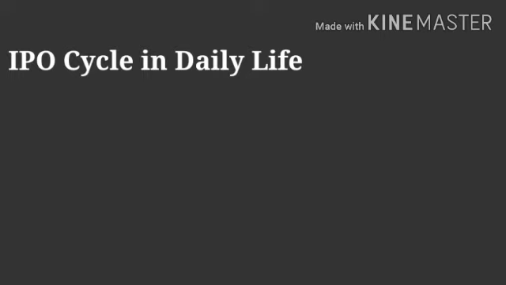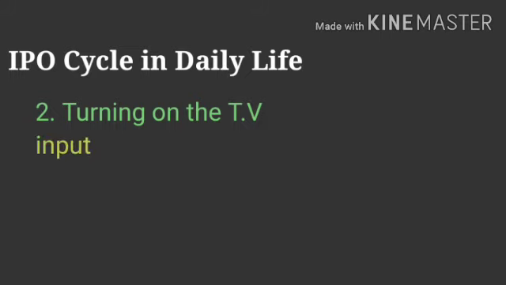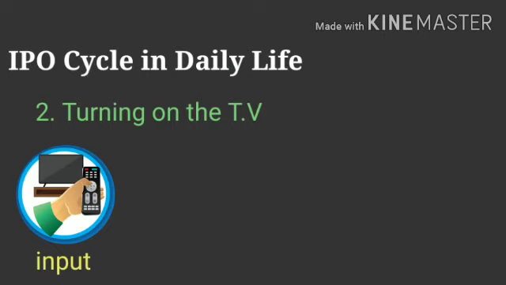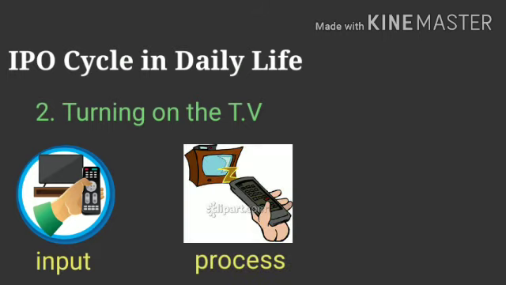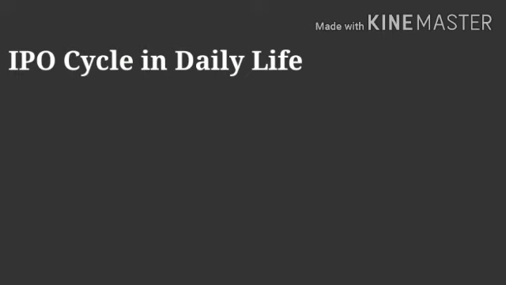Here is another example. Example 2. Turning on the TV. For turning on the TV, the input required is the remote control for the TV and the TV itself. The process is pressing of the remote and reception of the remote signal by the TV. We get to watch our favorite channel as the output.